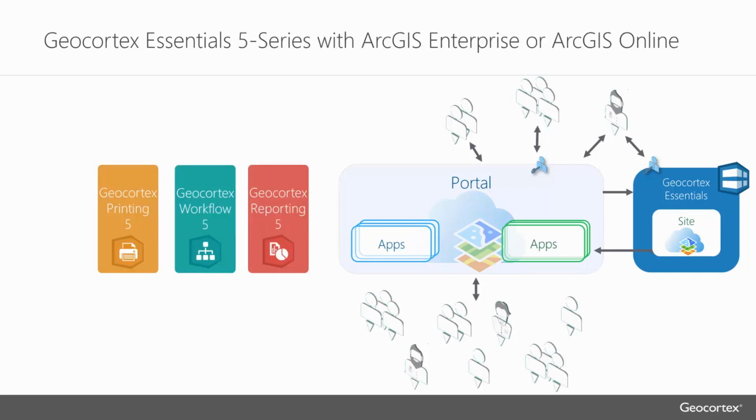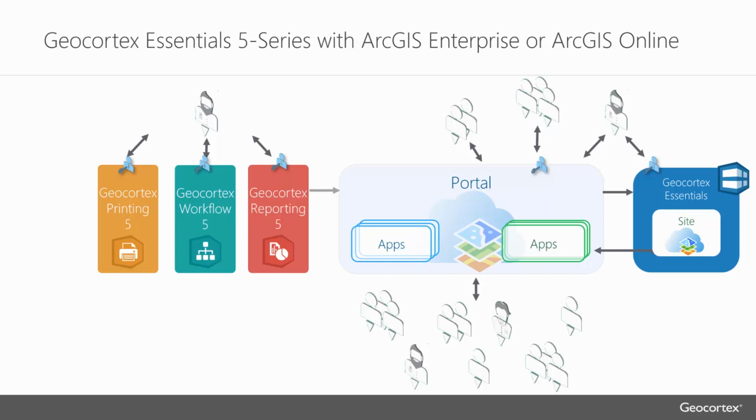Geocortex Essentials 5 series applications also integrate with ArcGIS Enterprise and ArcGIS Online. Here we can see 3 example applications: printing, workflow, and reporting. And an ArcGIS identity is used to sign in to the design experience of these apps.